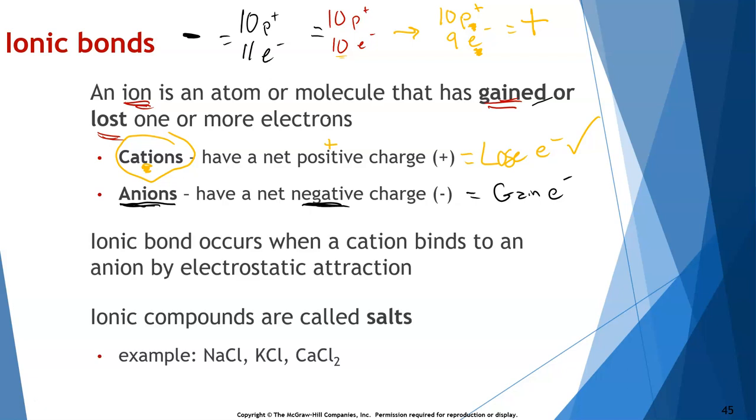I don't know. So an ionic bond occurs when a cation, something that's a little positive, interacts with something that is negative, an anion, and it's just an electrostatic attraction.